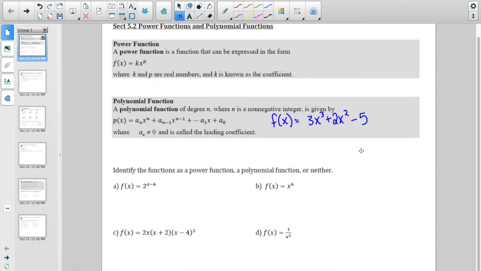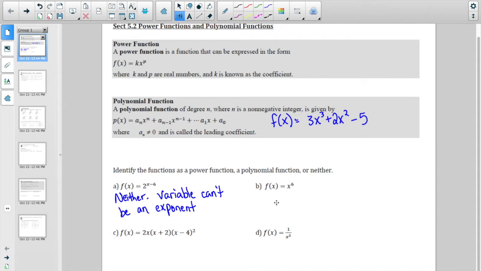So this next part just asks you to identify, is it a power function, a polynomial function, or neither? And notice for this first one, this is neither. The reason why is the variable cannot be in the exponent. And when that is the case, that's actually called an exponential function. That's what we're going to look at in another unit, but right now this is not a power, it's not a polynomial.